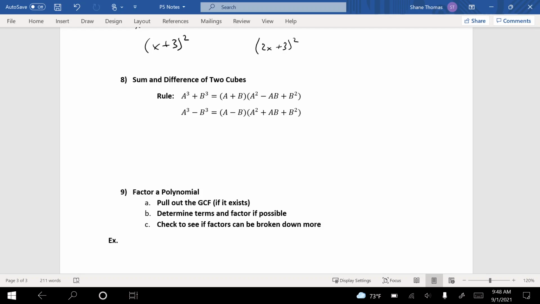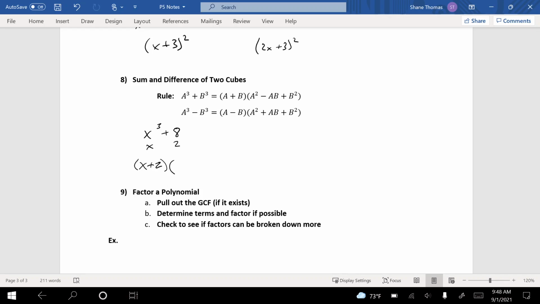So let's just look at a real basic one. If I have x cubed plus 8. Alright, are those both perfect cubes? Yes. What's the cube root of x to the third? x. Cube root of 8? 2. That becomes my a term and my b term. Now, it's a plus, so I'm looking at the top one. So I have a plus b, so x plus 2.